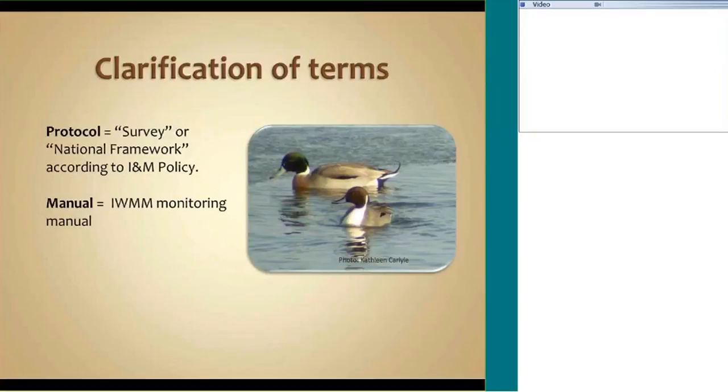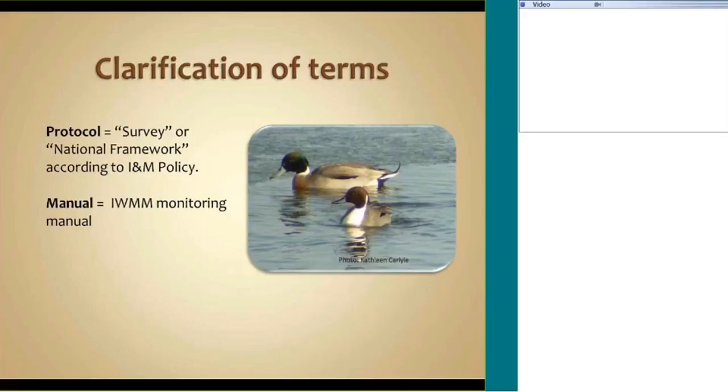To clarify some terms, I'll try not to create hybrids of these terms. I'll refer to the manual and I'll refer to protocols. The manual is basically the field methods for the IWMM monitoring program, and it's available on the website. It was derived from and is identical to the National Protocol Framework without some of the additional information that's included in the framework. The framework includes all the nuts and bolts, and it's a foundation for the monitoring approach that IWMM is using.